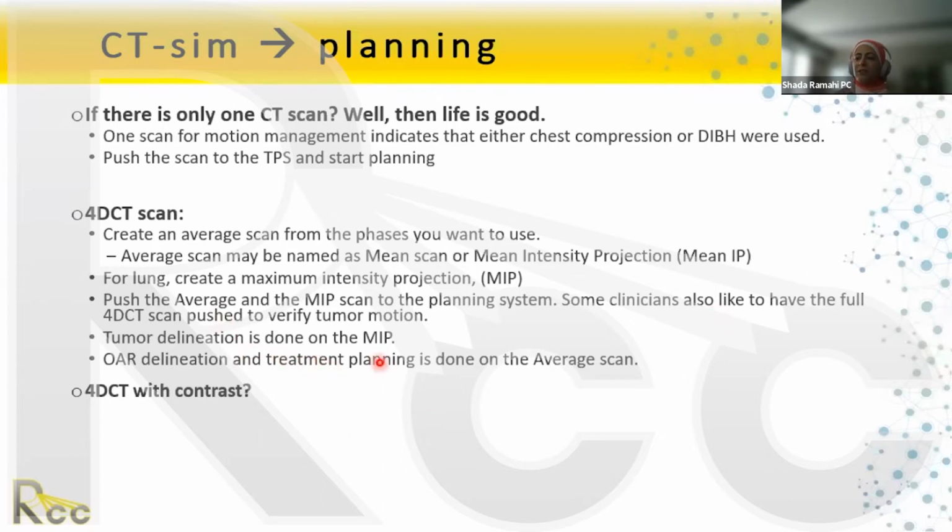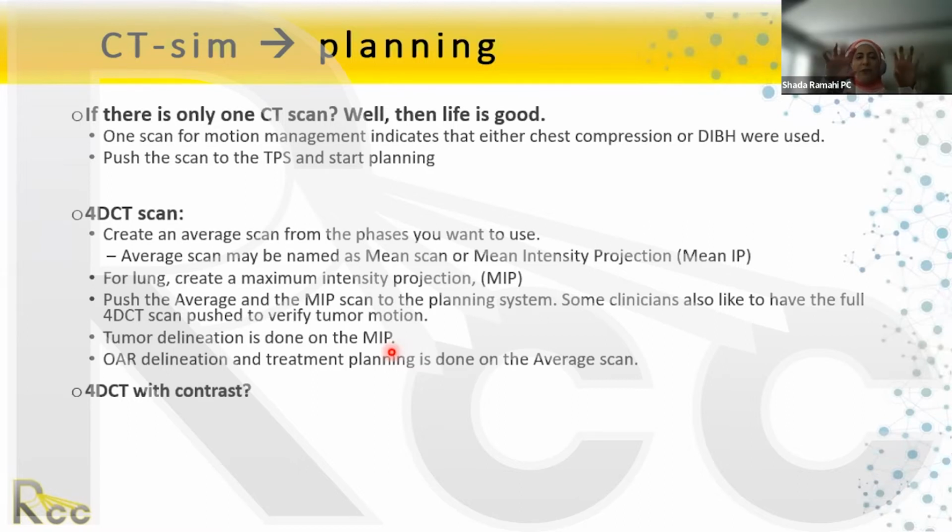Tumor delineation is done on the maximum intensity projection. Up until 2 years ago, the institution where I work right now used to do the tumor delineation at the 50% phase. However, since 2 years ago, they changed the practice, and now they draw the tumor on the MIP, on the maximum intensity projection, so that you create a very clear ITV. Organs at risk and planning are done on the average scan.